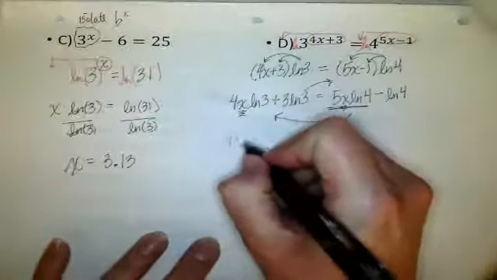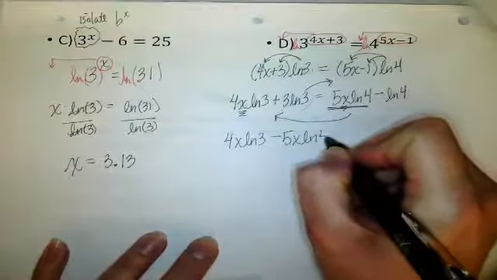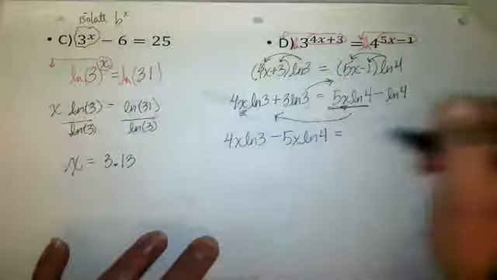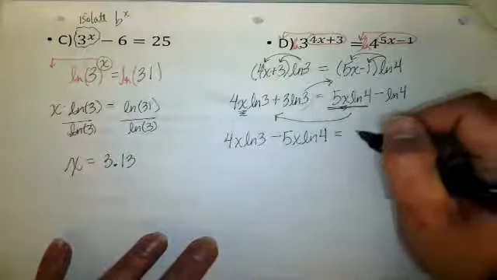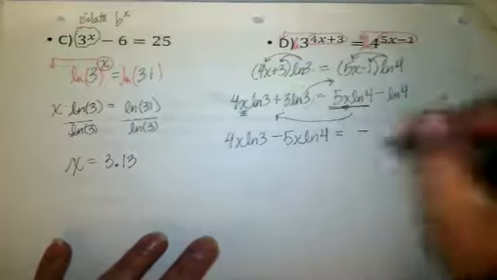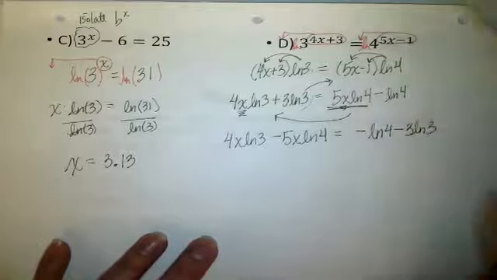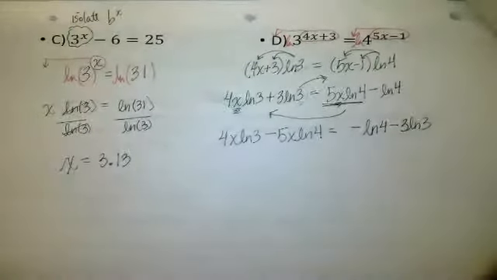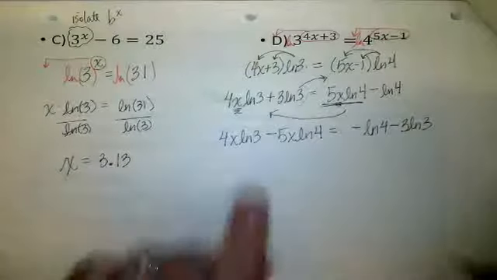All right, so 4x natural log of 3 minus 5x natural log of 4 is equal to what? Negative natural log of 4 minus 3 natural log of 3. Are you good so far? All right. So now we have 2 terms over here.